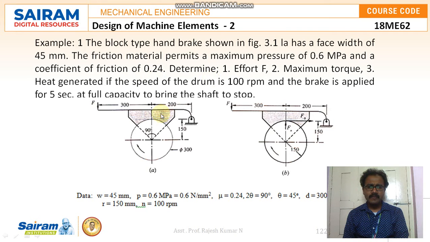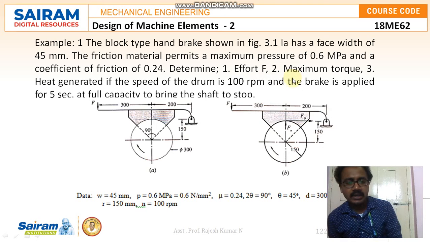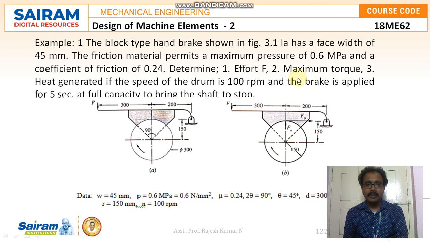And what we need to find out is, number one, effort, number two, maximum torque, number three, heat generated if the speed of the drum is 100 rpm and the brake is applied for 5 seconds at full capacity to bring the shaft to stop. So the speed they have given is 100, let me denote it as n is 100 rpm, and the diameter they mentioned as 300. You can see in the sketch the diameter of the brake drum is 300, and the angle of contact is 90 degree, that is 2 theta value.